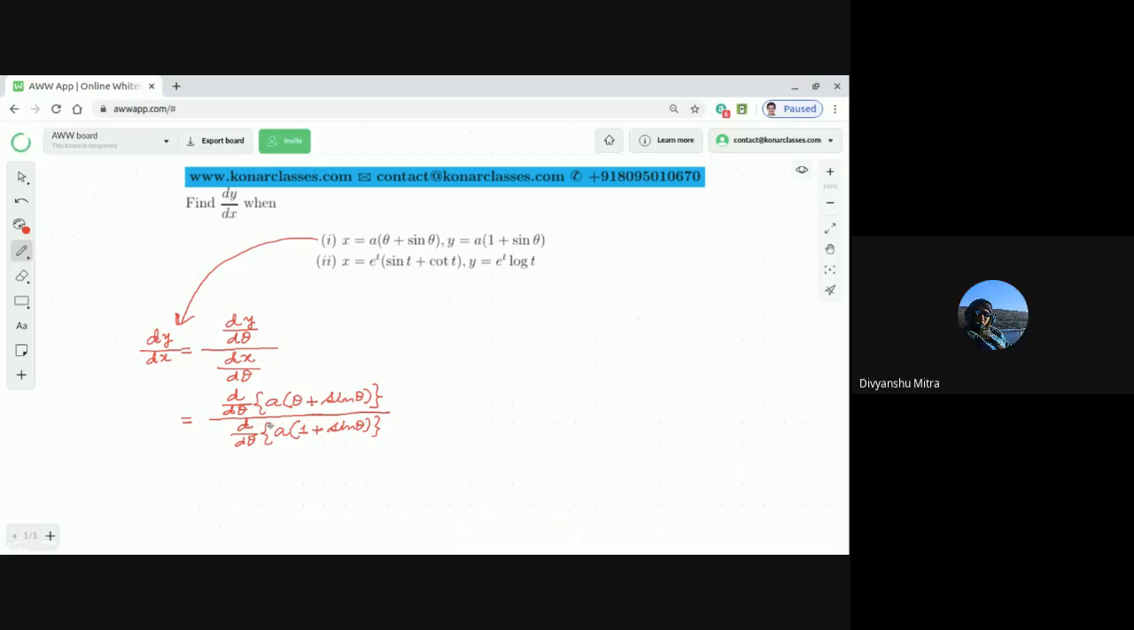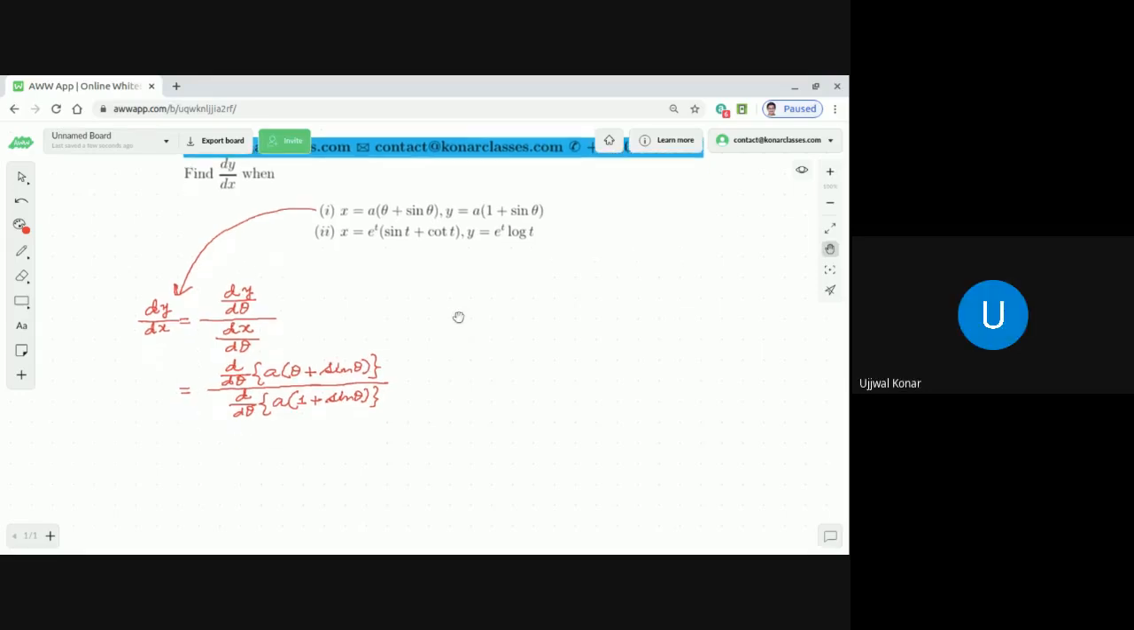Shouldn't it be a into 1 plus sine theta by a into theta plus sine theta, because dy d theta, right? Oh yes, it should be the reciprocal. I made a mistake. It should be a into 1 plus sine theta. Correct you are. Yes.